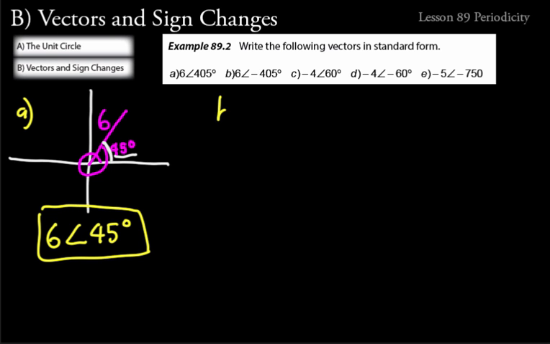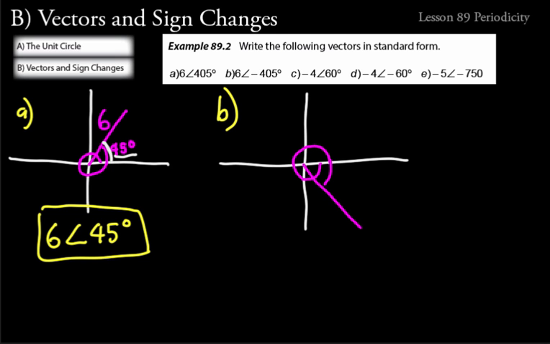B, 6 angle minus 405 degrees. So we've got the same magnitude, but this angle is going to go around in the clockwise direction, so be careful about that. Let's just draw our XY axis again to start with, and let's begin at the positive X axis as usual. Go around negative 360 degrees. Then we need to go around another negative 45, so we're right down here. Okay? So a negative 45 degree angle from there to there is negative 45.